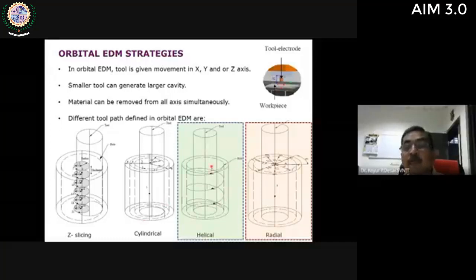We may have a helical strategy. Along with the orbital motion, you gradually increase the depth, and this is how the tool moves in a helical manner. Or we may have a radial strategy, wherein from the center the tool moves to one side, comes back, is oriented by a certain degree, is once again given radial orbiting, and comes back. This is how radial motion of the tool is also possible. Today's discussion will mainly focus on the helical strategy and radial strategy of tool orbiting.